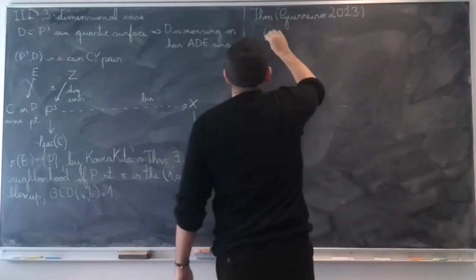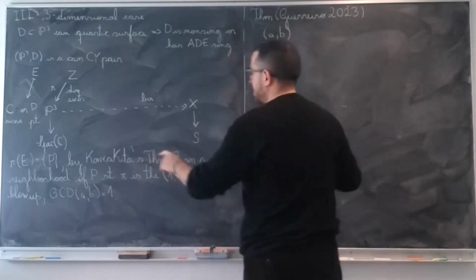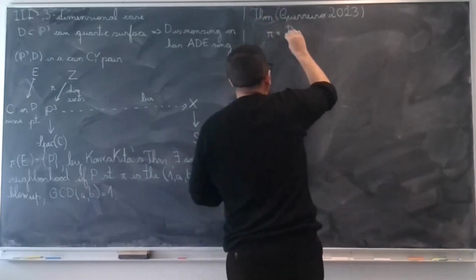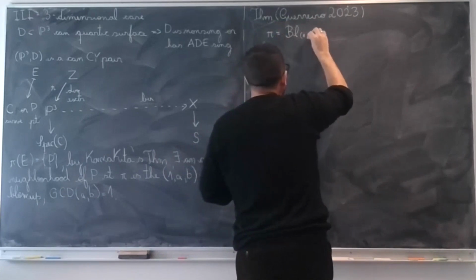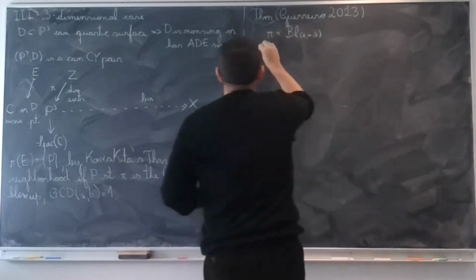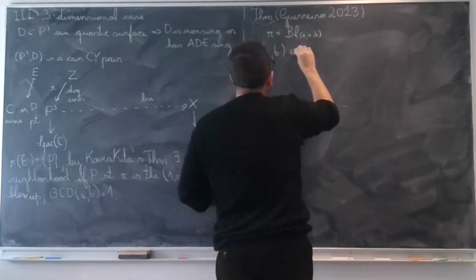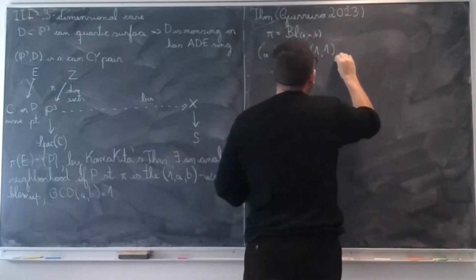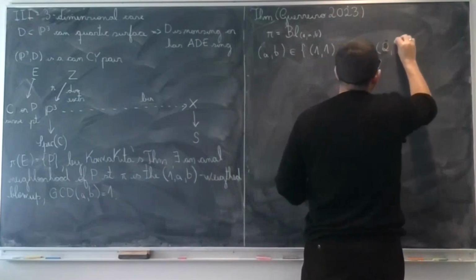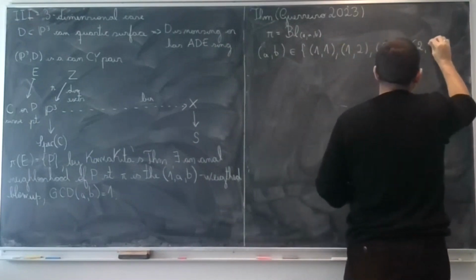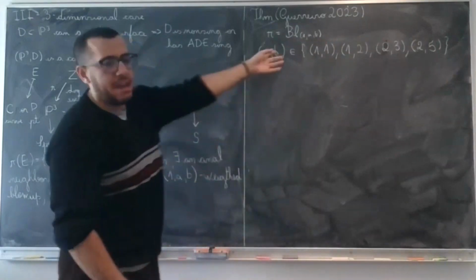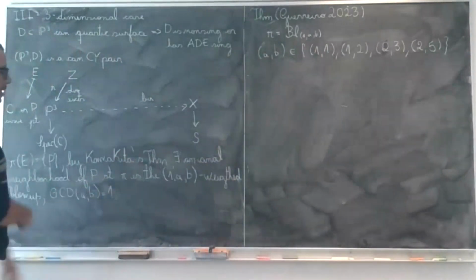And in this case, these weights, we can assume that pi is the global weighted blowup. So in this case, the ordered pair (A, B) belongs to this list: (1, 1), (1, 2), (2, 3), and (2, 5). And in this result, he gave the whole description of the Sarkisov link.